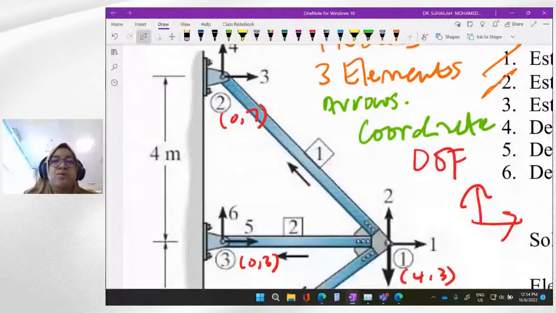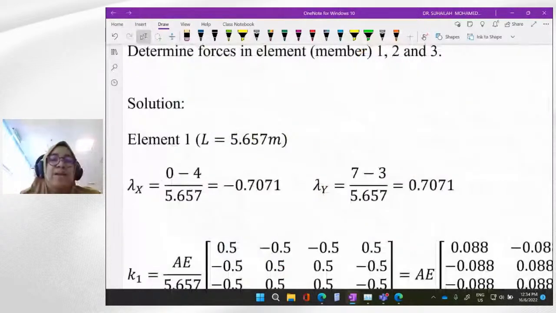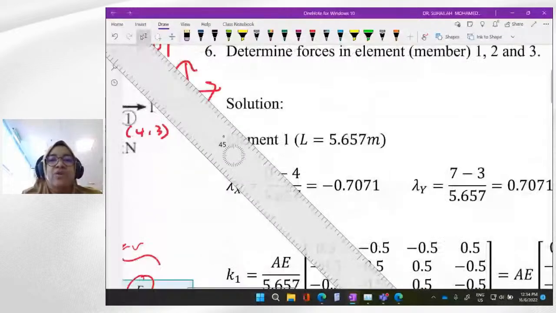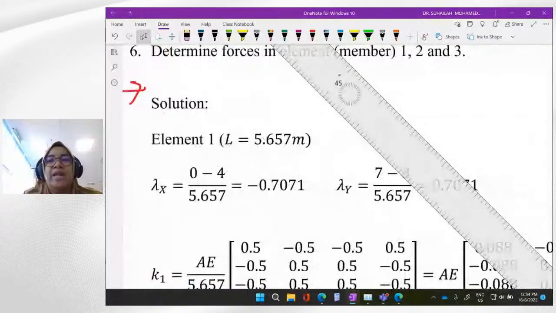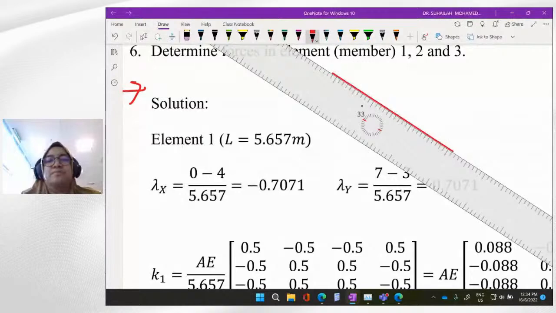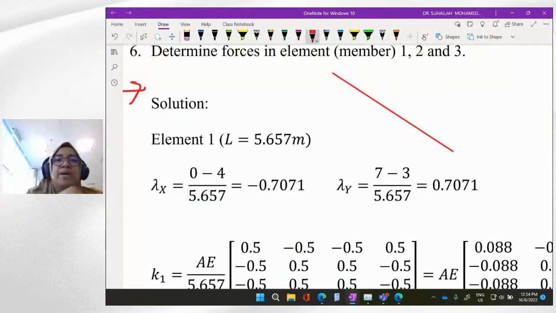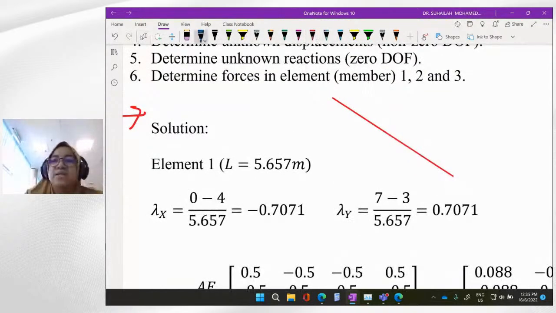So we will start with element number 1. In order to analyze element number 1, the best is we draw the free body diagram of the element. We just draw the free body diagram for element number 1 only. Okay, this is element 1, joining node number 1 and node number 2. The arrow is like this, parallel with the member.